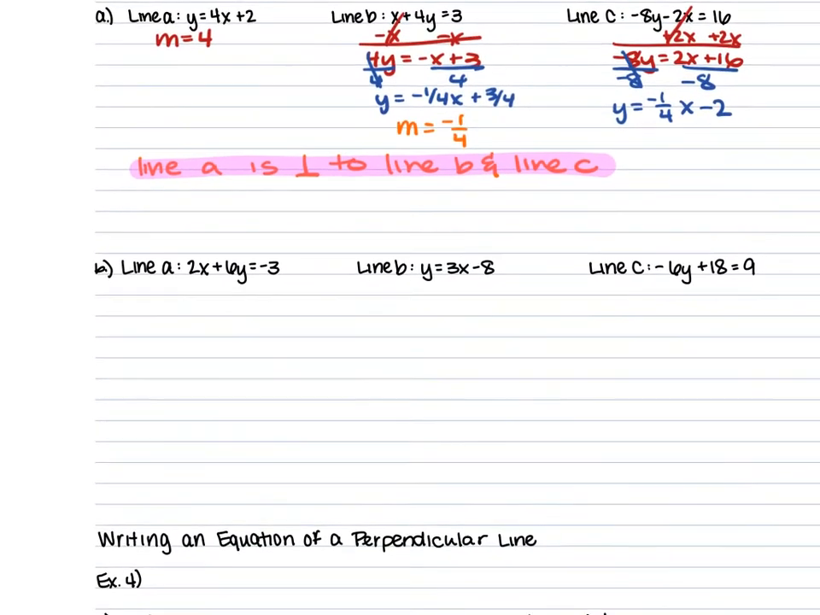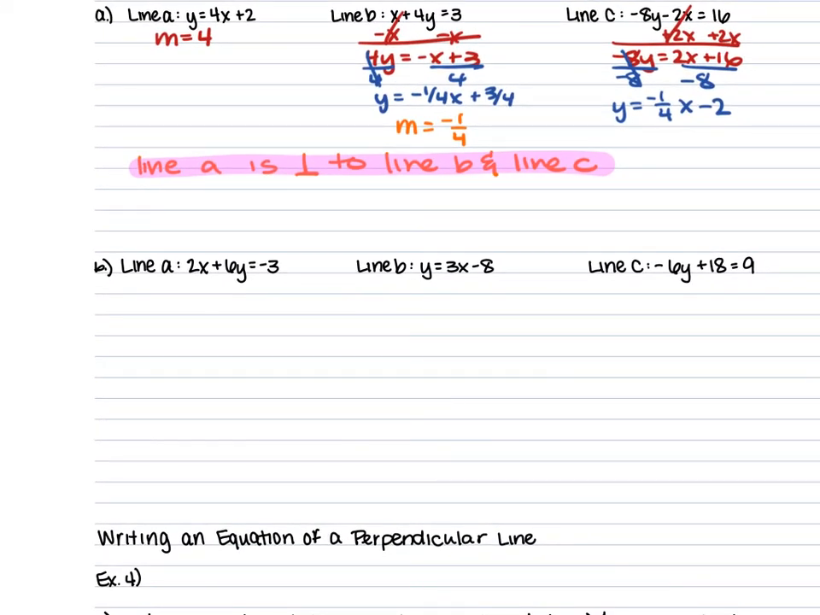We're doing the same thing for the others. For line A, we have 2x plus 6y is equal to negative 3. We subtract that 2x from each side. We get 6y is equal to negative 2x minus 3. Then we divide each side by that 6. So y is equal to negative 1/3 x minus 1/2. So our slope for this one is negative 1/3.